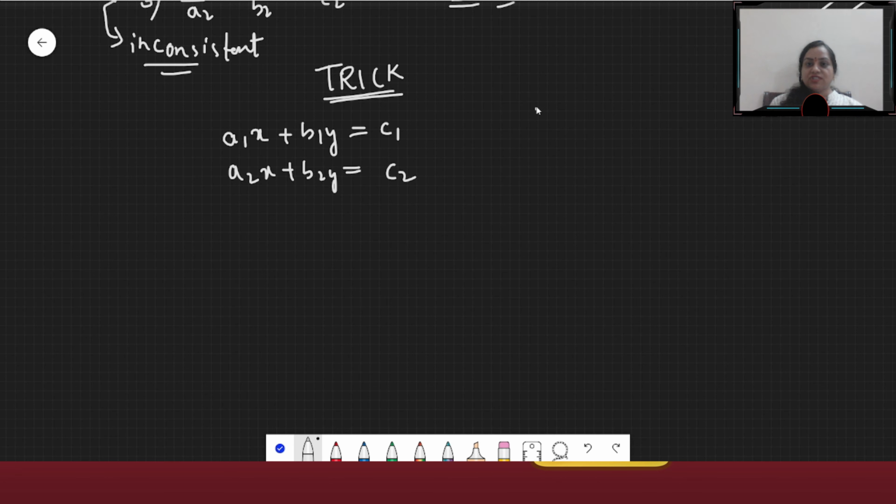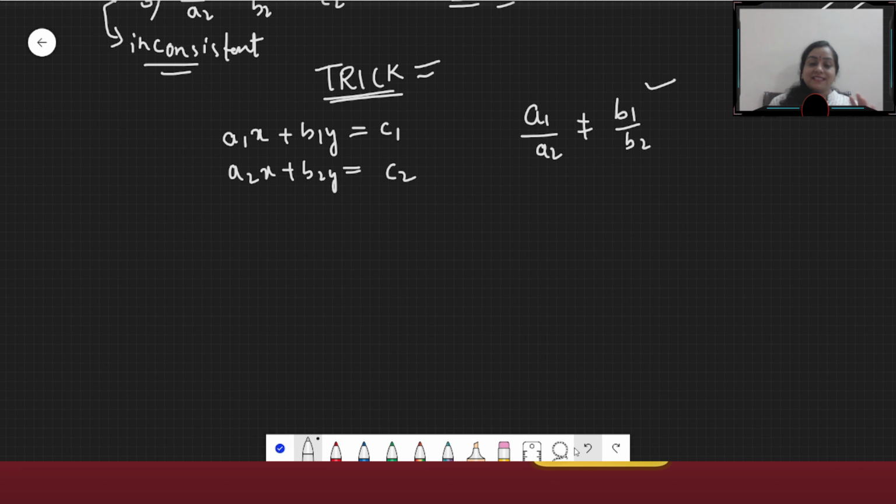Second check, you have to check whether it is having a unique solution or not. How will you check? Compare these ratios. If these ratios are not equal, that is if A1 by A2 is not equal to B1 by B2, then you will say that yes, it is having a unique solution and I can apply this trick. So the first thing is to change the equation such that the constant is moved towards the RHS. The second is to check whether it is going to have a unique solution or not by comparing these ratios.